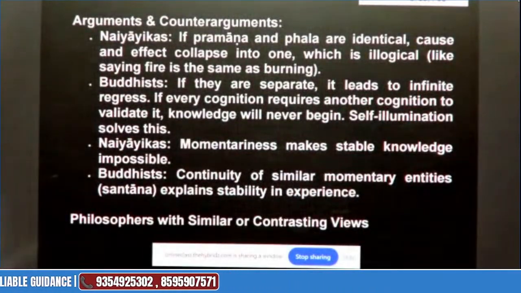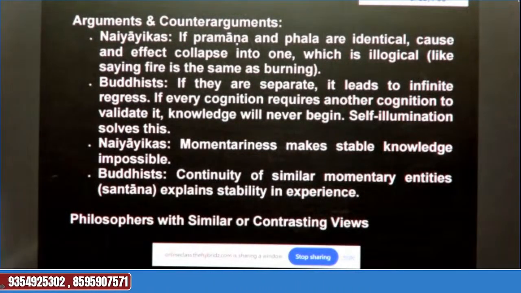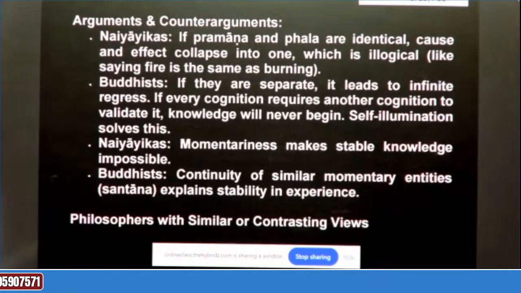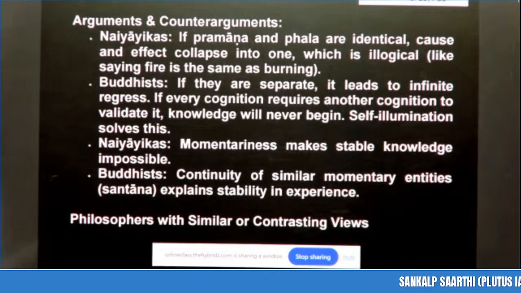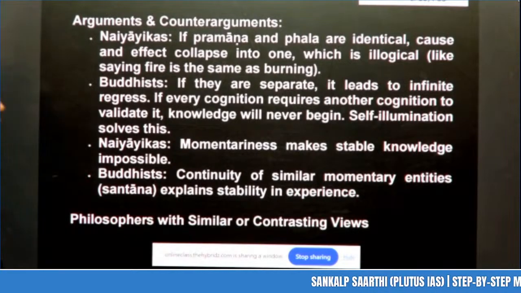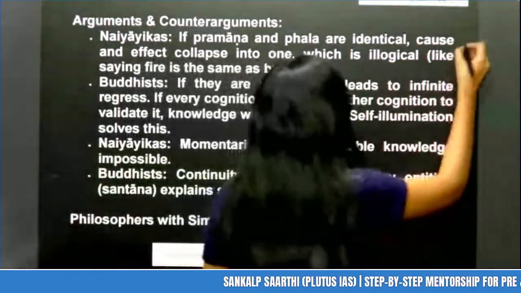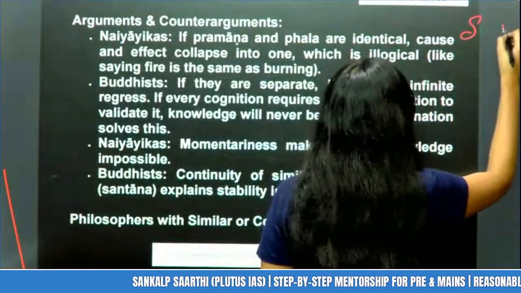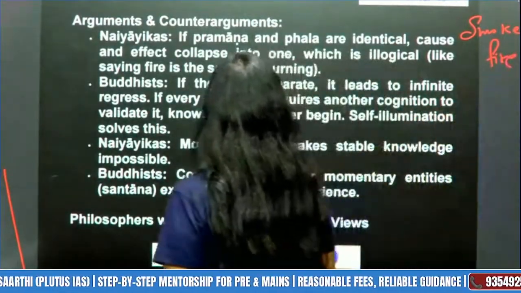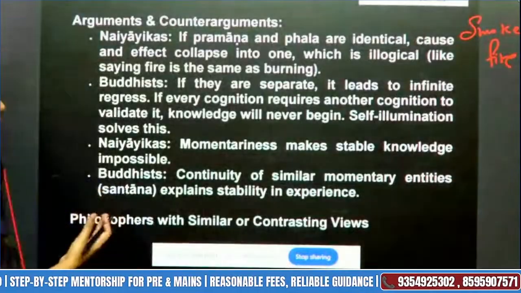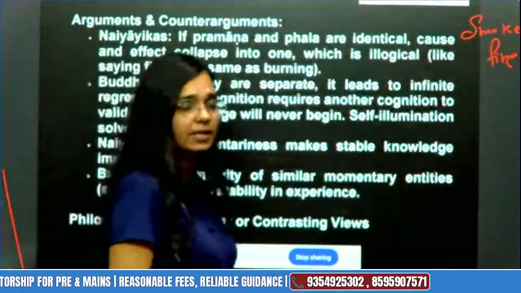Next we have arguments and counter arguments. What the Nyayika said is that if Pramana and Phala are identical, cause and effect collapse into one, which is illogical. Right? So suppose they are saying that smoke and fire, if these are the same, then there is no position where cause and effect can be seen. Right?